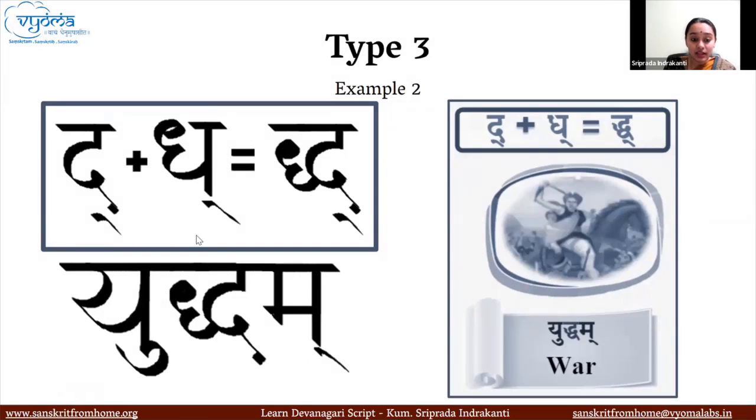Next one is ddha. So d plus dha. This is a very common one you see in texts. Yuddham. So dha is written on the side to the left of the d.